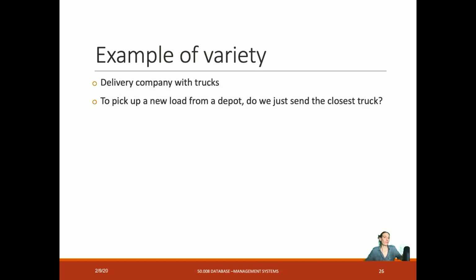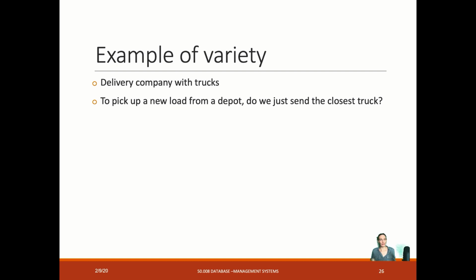So what exactly do we mean with variety when we're dealing with one particular problem? For instance, we have a delivery company with trucks. To pick up a new load from a depot, should we just send the closest truck?